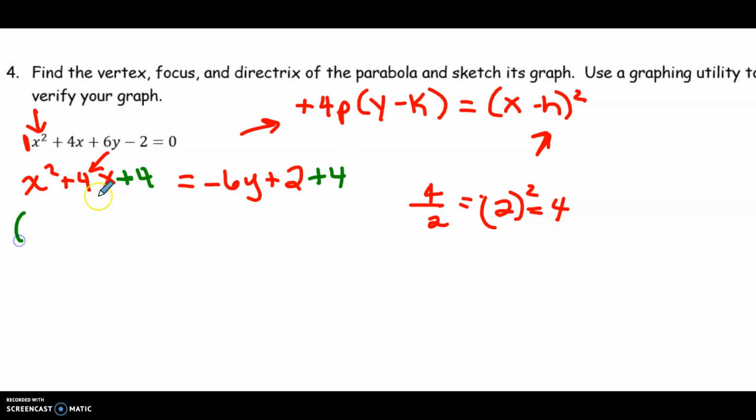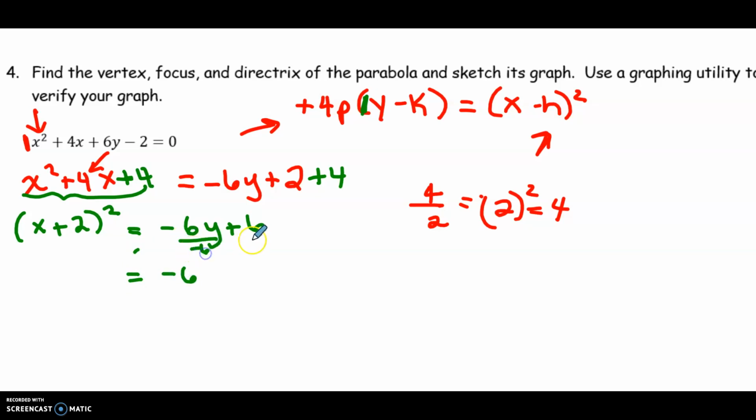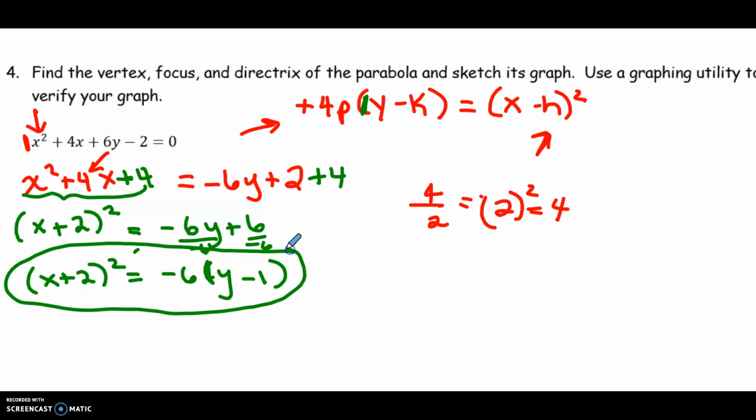So now this is a perfect square trinomial that factors to be (x plus 2) squared is equal to negative 6y plus 6. Now, what did I tell you my leading coefficient on y had to be? Has to be 1. So here, I need to divide out the 6 to get that coefficient to be 1. And then I'm left with (y minus 1). Be careful of that sign. And (x plus 2) squared. All right, excellent. Now, this is my equation in the correct form, and I'm ready to pull out all the information.